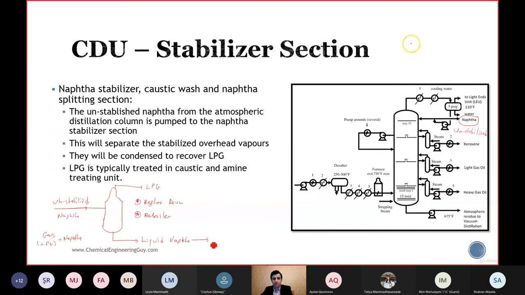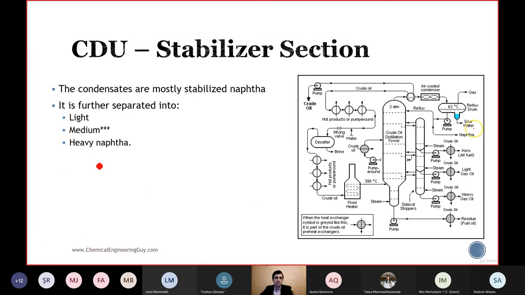It is a naphtha splitter, and we separate the liquid light naphtha. Who can tell me where light naphtha and heavy naphtha are routed? Light naphtha is routed to the isomerization unit. Heavy naphtha is routed to the continuous catalytic reforming unit. This is the stabilizer section. We have the light naphtha, and most of the time the heavy naphtha. We don't have medium naphtha at Baku refinery, but you may find it in different refineries.